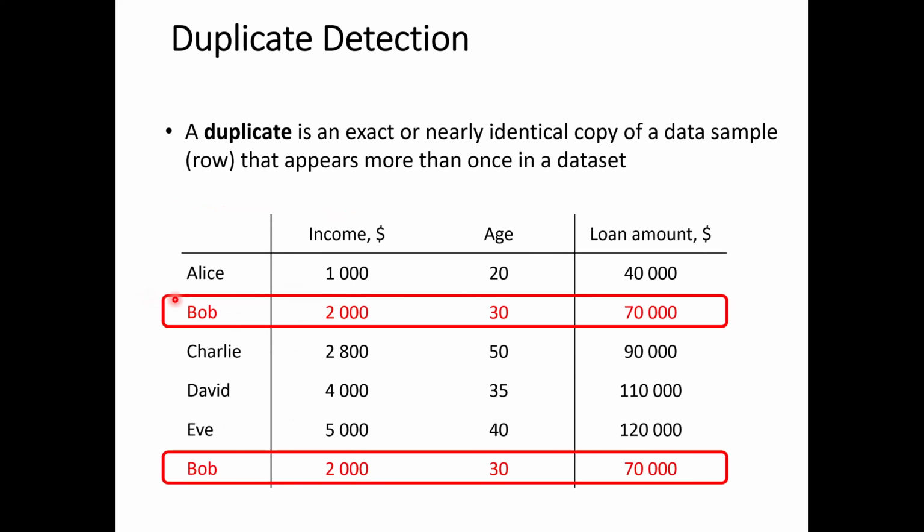A duplicate is an exact or nearly identical copy of a data sample that appears more than once in a dataset. Duplicates don't add any new information and can mess up our analysis or confuse our model. Getting rid of them helps keep the data clean and the results more accurate. But if you do find duplicates, it might be a good idea to understand why duplicates appear. Sometimes they result from data collection errors, but in other cases, they might actually contain useful information.